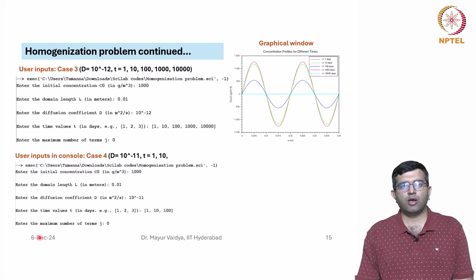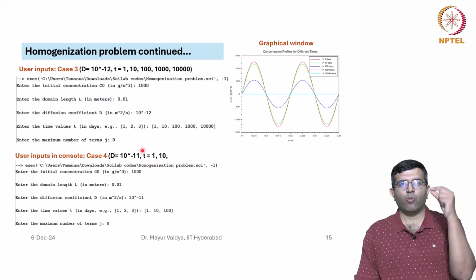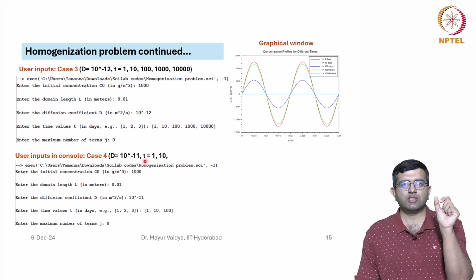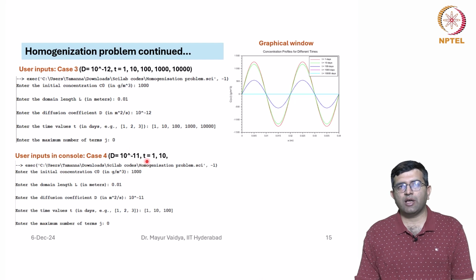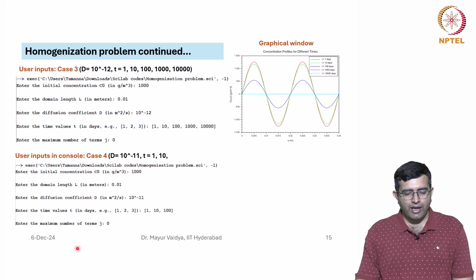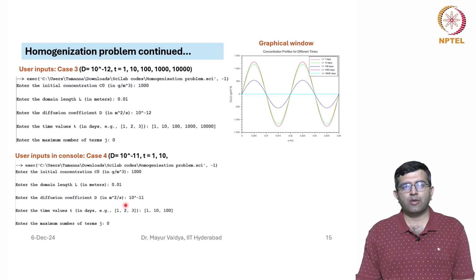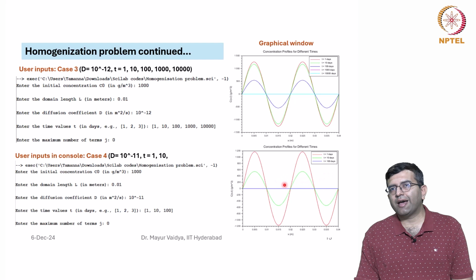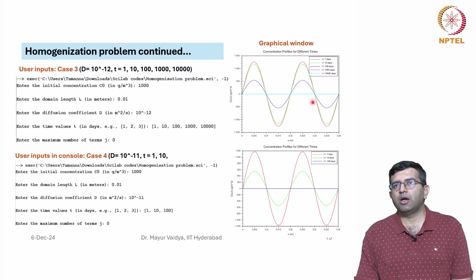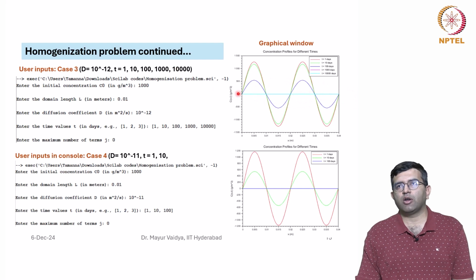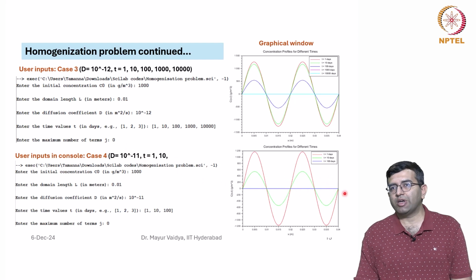Just to tell you, if we put d is equal to one order of magnitude higher, that is 10 power minus 11, that means now my diffusion coefficient is faster. And now keeping other parameters same, you will see that even in 100 days, compare this here when you have 10 power minus 12, after 10,000 days, or after the 1000 days, we were able to see the constant profile, whereas here by changing one order of diffusion coefficient we are able to see it in 100 days itself.